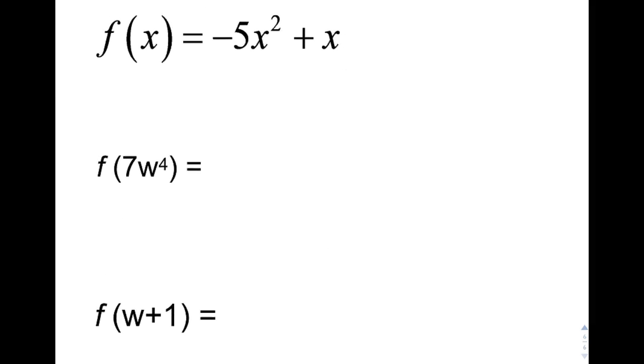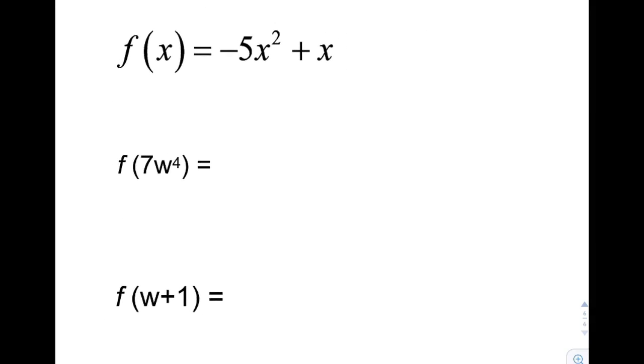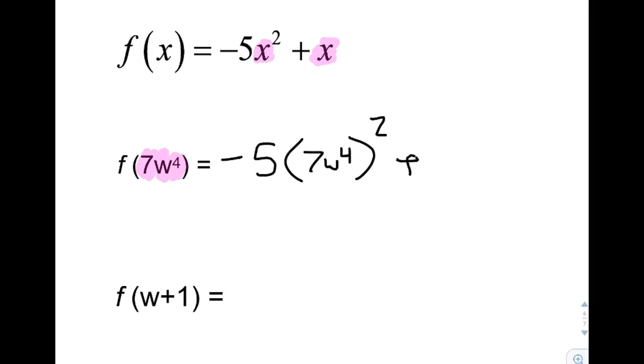So let's look at these examples. What does this mean? Well, if we're taking the function and we want to put in 7w to the fourth, then wherever there is an x, we need to put 7w to the fourth. So it's going to turn from negative 5 x, instead of x, we are going to put in 7w to the fourth. Now that thing is being squared, plus, here's another input spot, x, we are going to put in 7w to the fourth. And now you're going to use your rules of exponents to simplify.